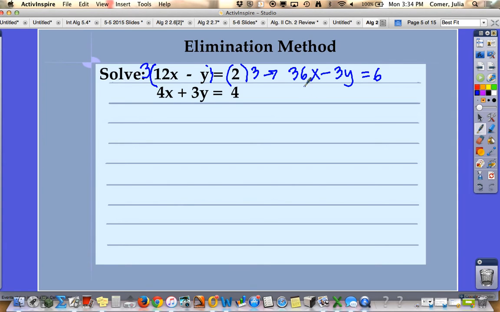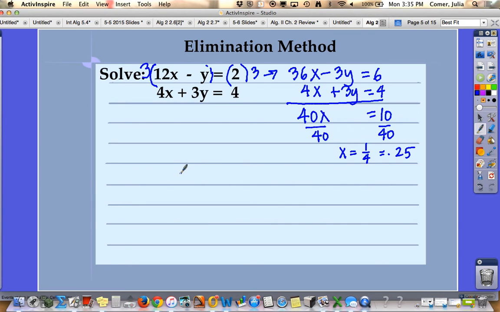And then my second equation stays the same, 4x plus 3y equals 4. And now I've got two opposite terms here with my 3y and my negative 3y. So when I add these two together, I'm combining my like terms. I get 40x. My 3y's cancel out, equals 10. Divide both sides by 40. So I get x equals 1/4 or 0.25.